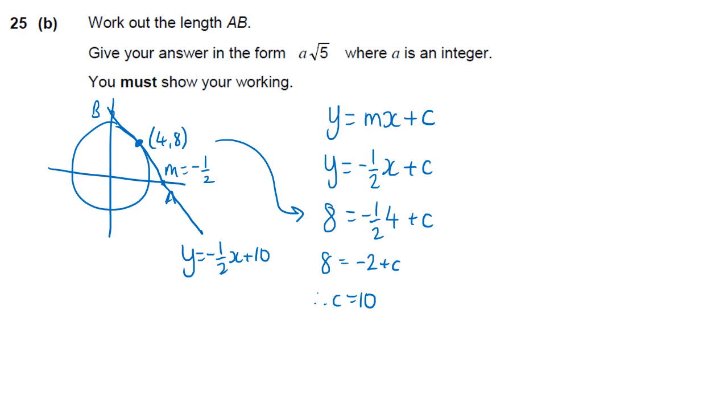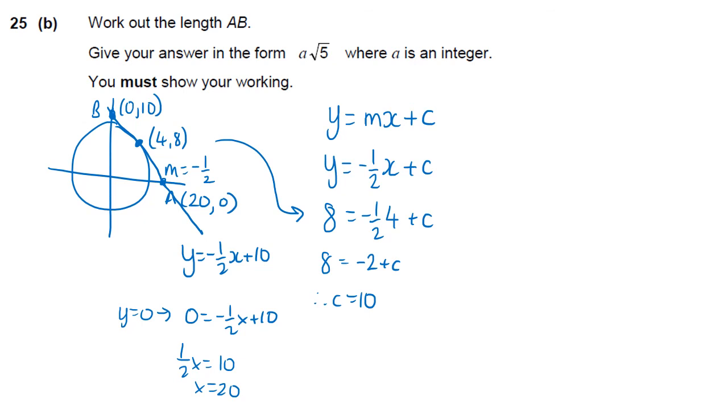And now we can find where it crosses the axes. We found c is equal to 10, so that's the y-intercept. So I can say that this point up here is 0, 10 without doing anything extra. To find where it crosses the x-axis, that's where y is equal to 0. So if I substitute y equals 0 into the equation of the tangent, then I get half x is equal to 10, so x is equal to 20. So this A here is at 20 and 0.